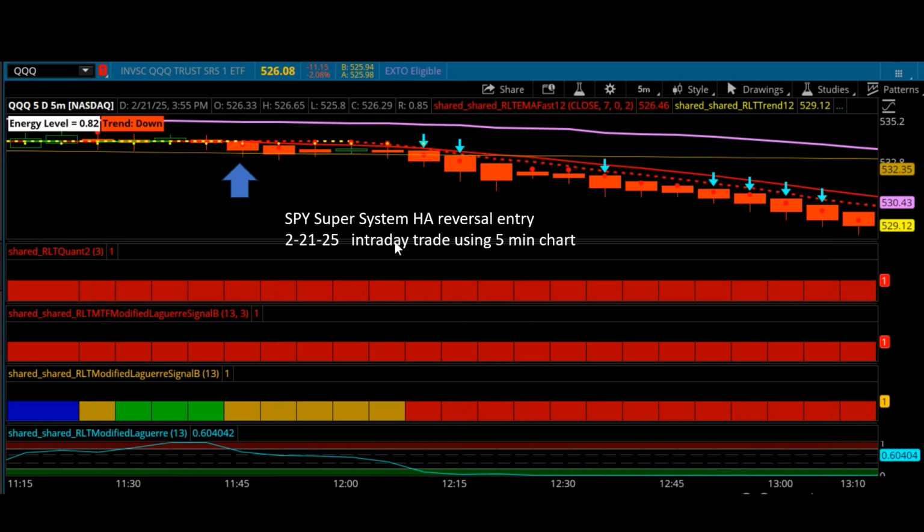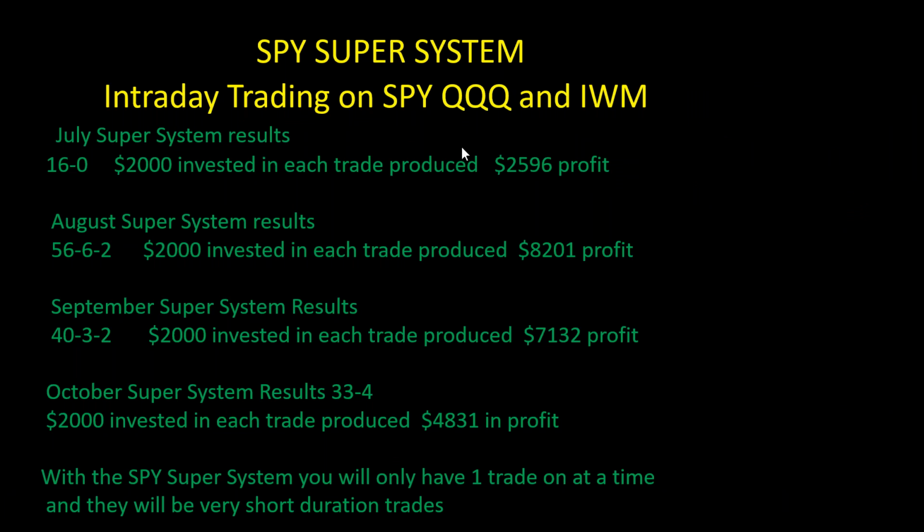You can see that. Now, for the SPY super system, I'm going to cover this before I cover the regular trades we take. These are the intraday trades that a lot of people like to take in the room. This is not for everybody, this particular strategy, but it is one we use in the room, where we're just trading the SPY, the Qs, or the IWM, or the futures if you want to trade futures. And this basically is what our results have been using the SPY super system since we started in July.